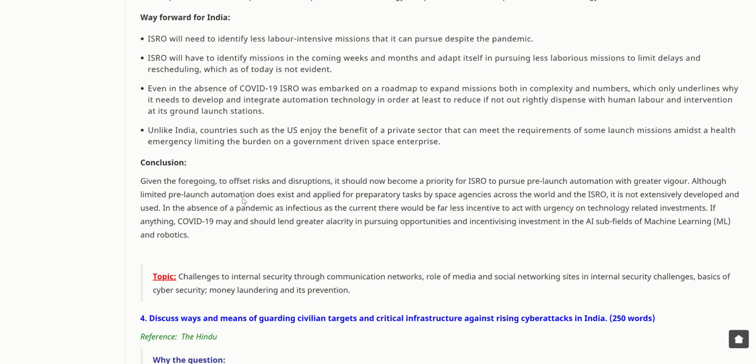In the absence of a pandemic as infectious as the current one, there would be far less incentive to act with urgency on technology-related investments. If anything, COVID-19 may and should lend greater alacrity in pursuing opportunities and incentivizing investments in the AI subfields of machine learning and robotics.